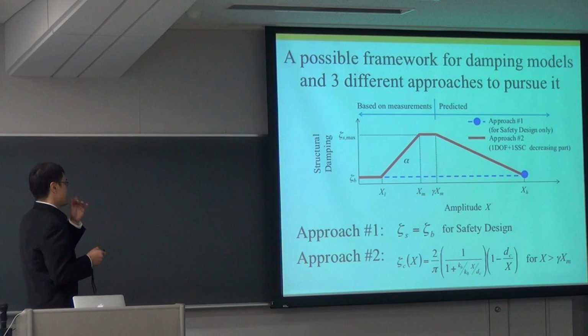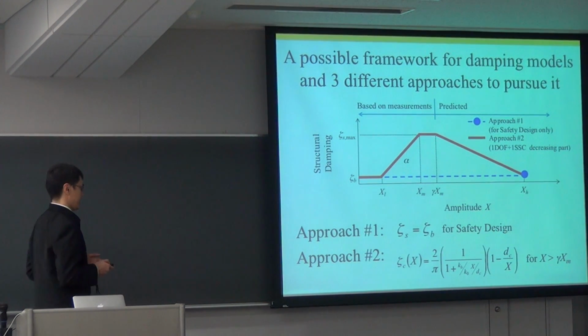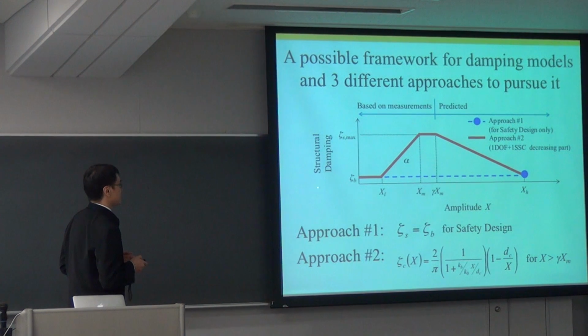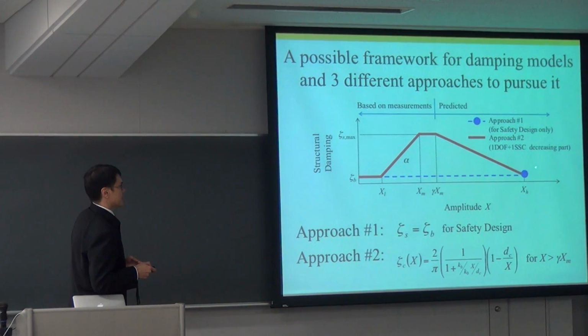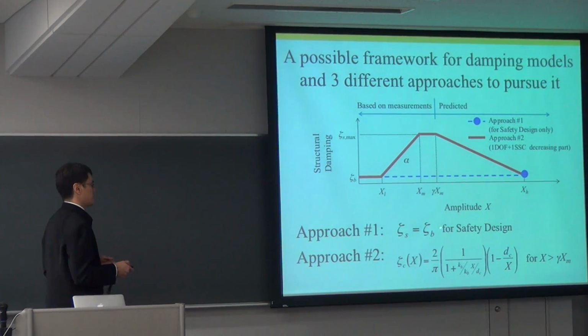With that, this is the illustration of the framework that I thought of. Essentially, we assume that damping increases. Maybe it will stay constant for a little while, the maximum value, and then decrease. So one simple approach to pursue this framework is, let's say if we have established baseline damping, we can just simply assume that as the damping ratio for, let's say, safety design, or at the very high amplitudes.